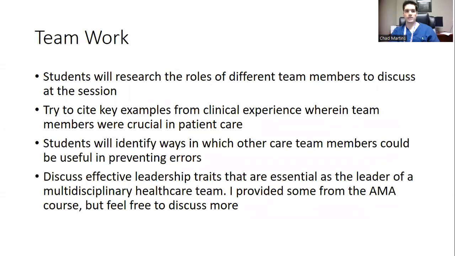And then the second part of this case is just the students need to do some independent research on the different roles of team members to discuss, and then really emphasize times when these team members have been vital in providing good patient care, and maybe how they could have been useful in preventing errors in the case of Mr. Anderson. And then of course taking into account the leadership traits that are essential, which I included for you in the manual.